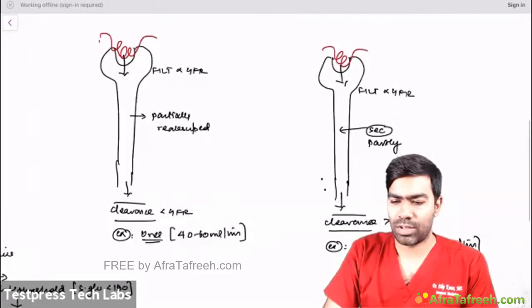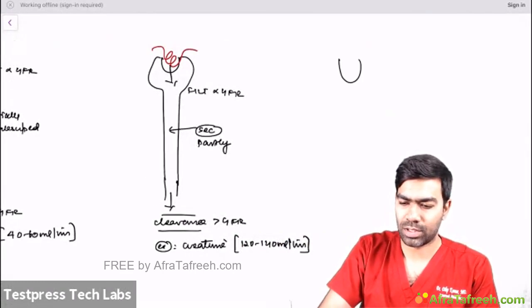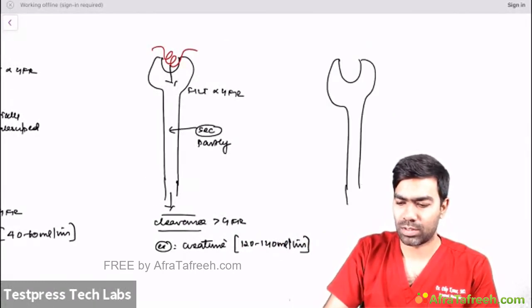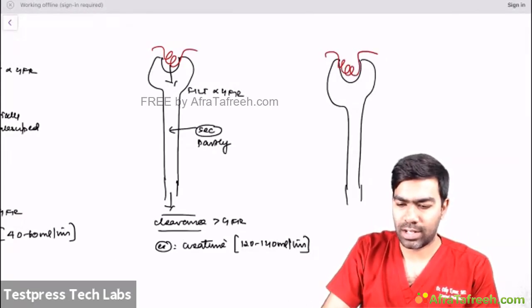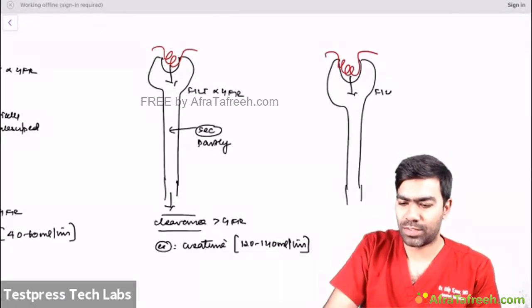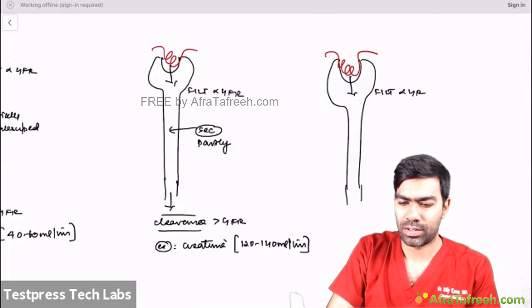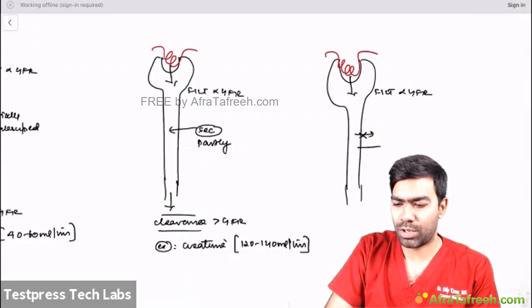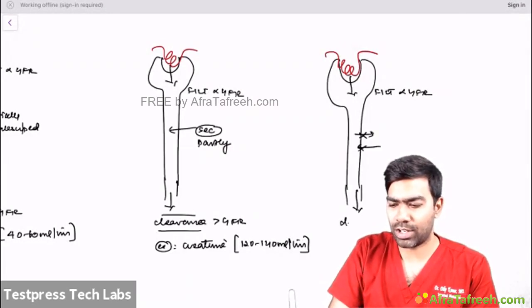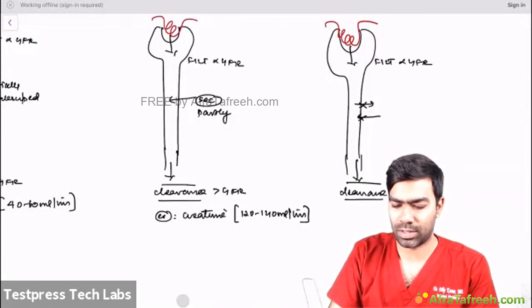And we have other substances as well. Like if a substance is filtered, which is proportional to GFR, not getting absorbed, not getting secreted, just comes straight into the urine. So what will the clearance be equal to? Equal to GFR, or more than GFR, or less than GFR? This kind of substance.